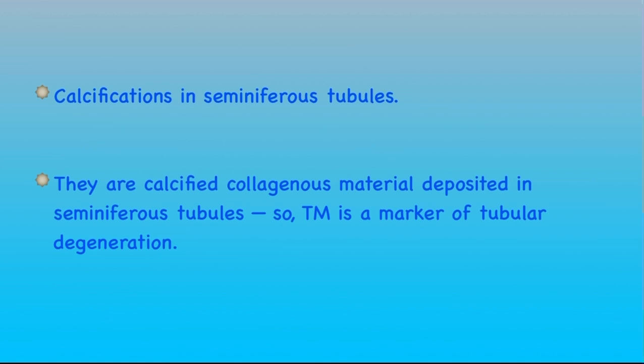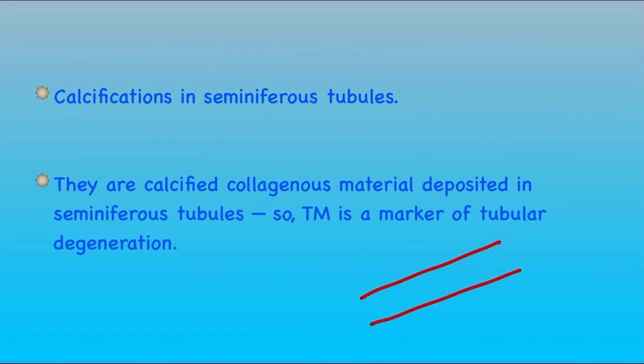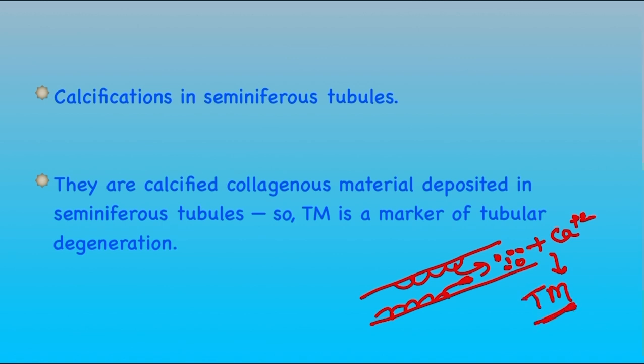So what is happening is, look, this is seminiferous tubule. This is its epithelium. In individuals in whom the tubules start getting degenerated, this epithelium starts getting shed off and some collagenous material starts getting deposited. These together later on get calcified and are seen as testicular microliths. So testicular microliths, now you know, is nothing but calcification in seminiferous tubules.